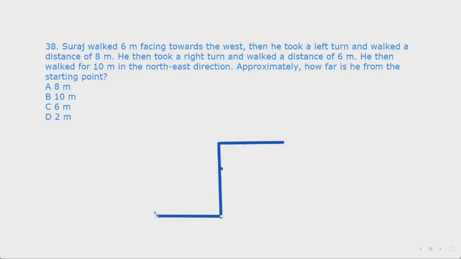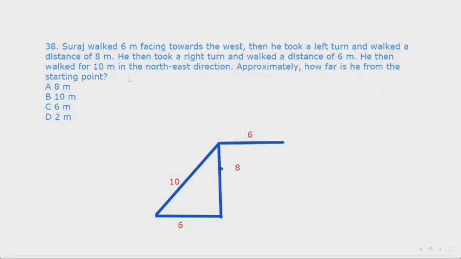Then he walked 10 meters in the northeast direction. So north is this and east is this. So 10 meters should be this. Now one thing is very clear, let me write it as well: if this is 8 and this is 6, then according to the right angle triangle, this line will be 10. So simply he reached the same place where he had walked 6 meters ahead. So this is 10, this is 10 and this is 6. Okay.